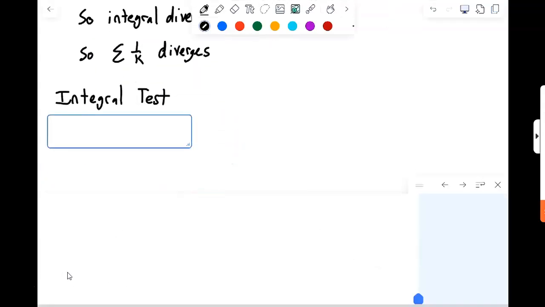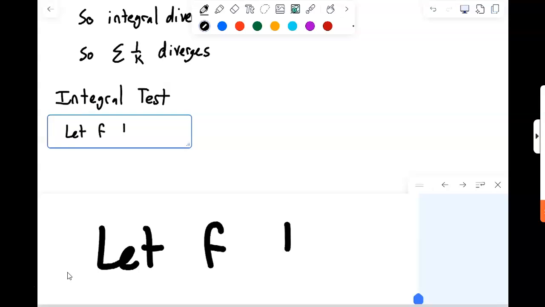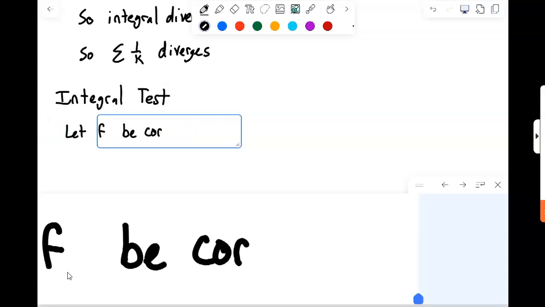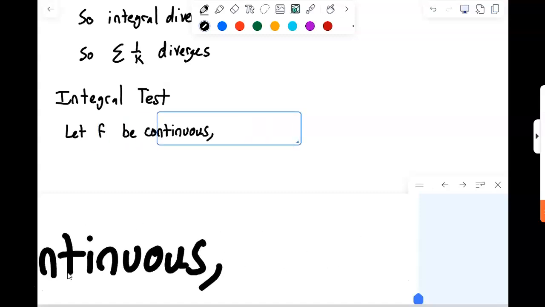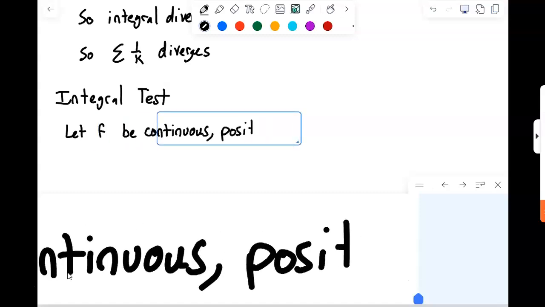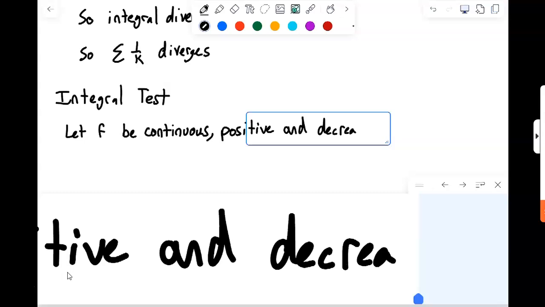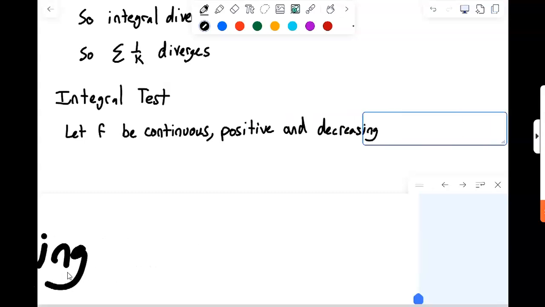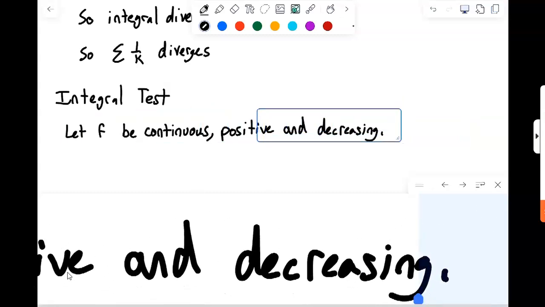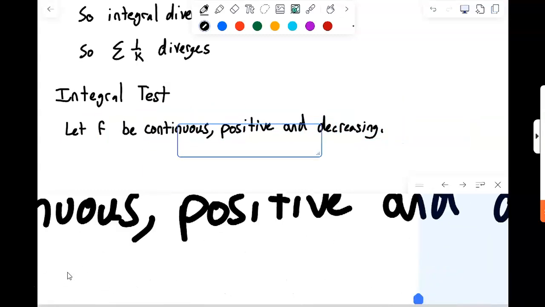And so the result is this: let f be continuous, positive, and decreasing. Now, ideally, it would be that for all values, but at least we need it to be doing these things.